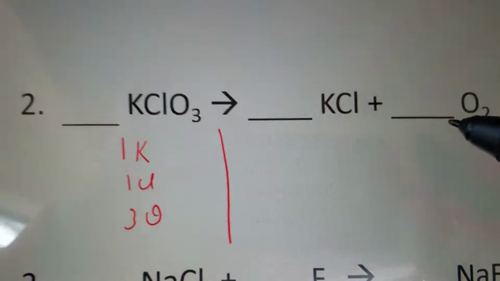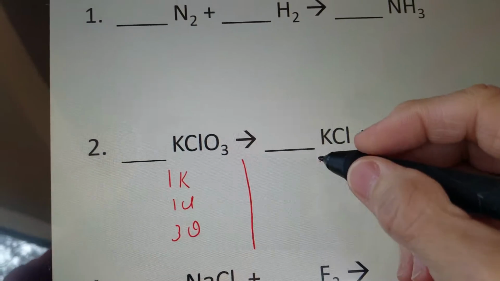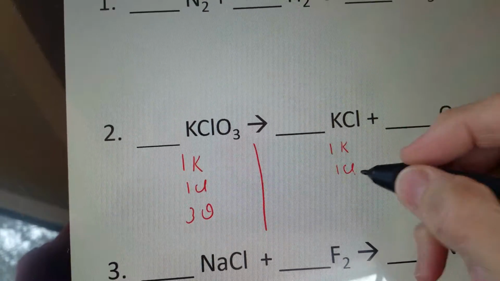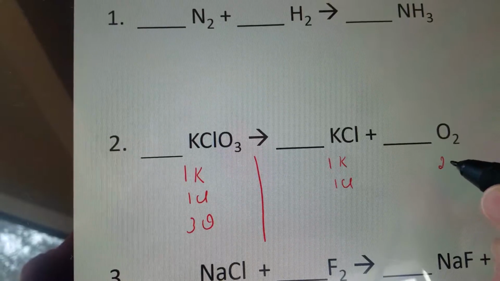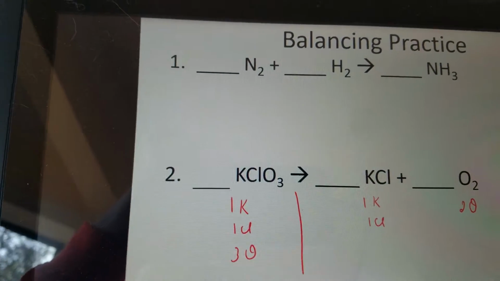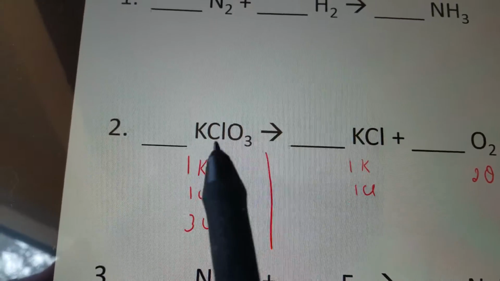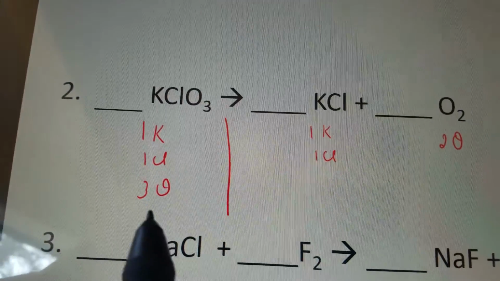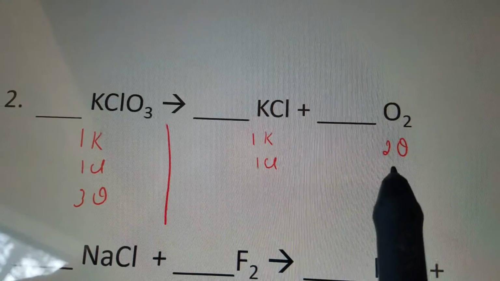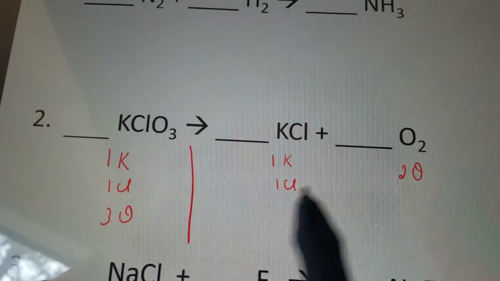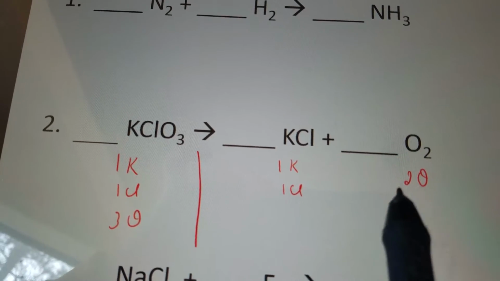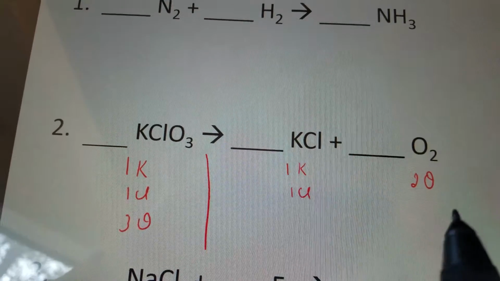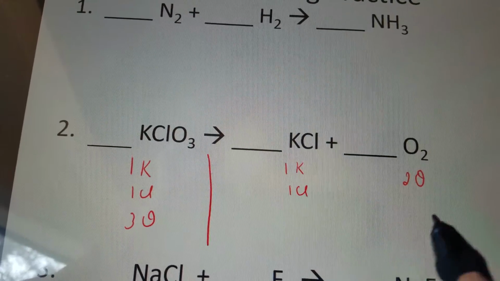On this side, in this substance, I have 1 potassium and 1 chlorine. And in this substance, I have 2 oxygens. So now I want to compare the 2 sides. So my potassiums are balanced, my chlorines are balanced. I have 3 oxygens here, but only 2 oxygens here. So since I can't multiply 2 by any whole number to get 3, I'm going to have to look for the lowest common multiple, which would be 6.